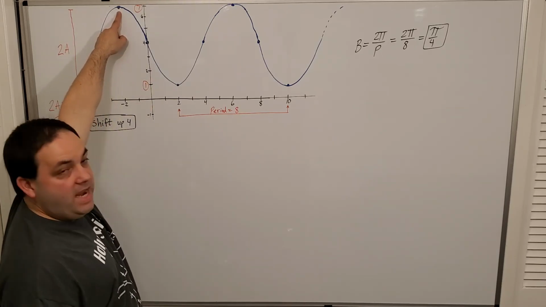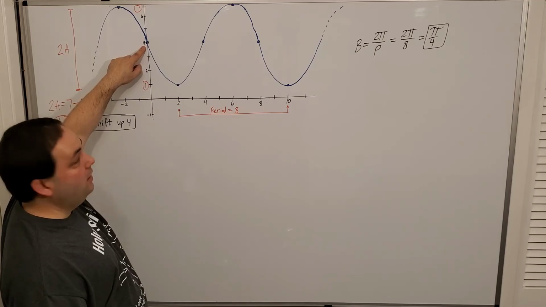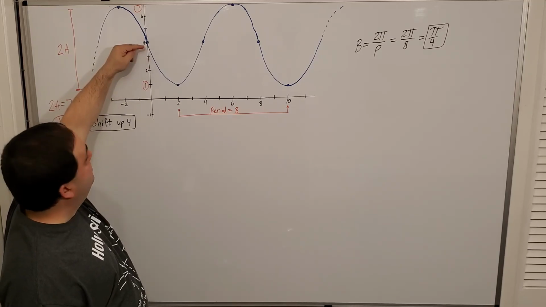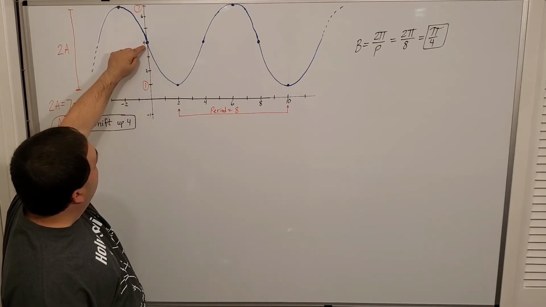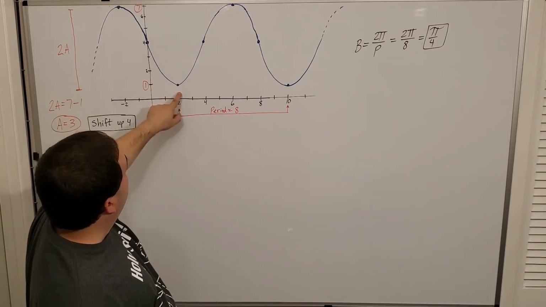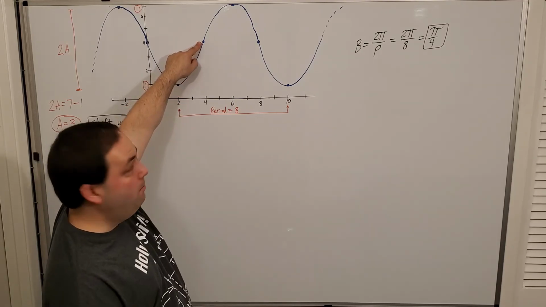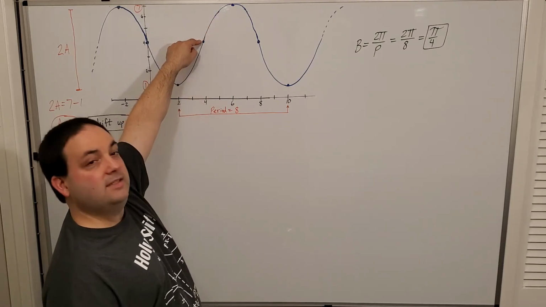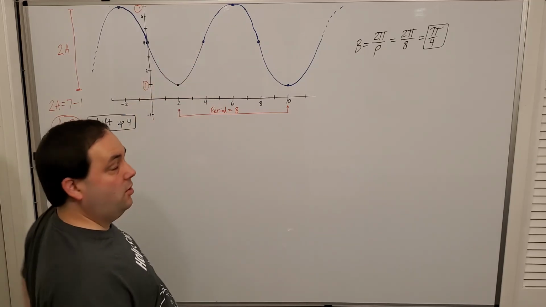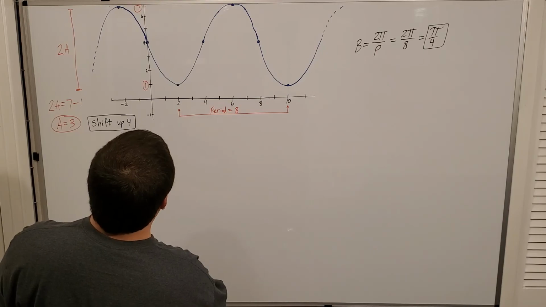If I start at a peak, this would be cosine. If I start in the middle, but it's going down at first, see how it goes down from this middle? If I start here, that would be a negative sine. If I start at a bottom, that's negative cosine. If I start in the middle and it's going upward, that's a positive sine. So I've actually got several choices here. Let's start with the peak one.